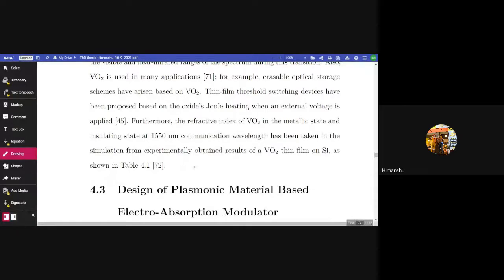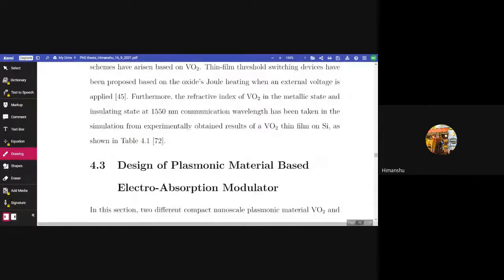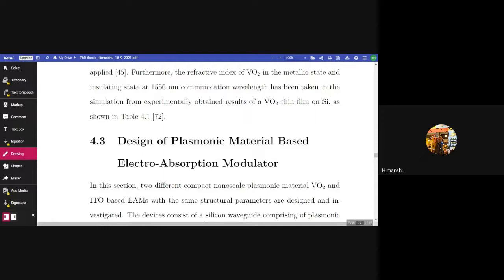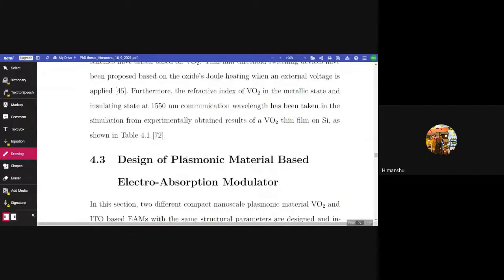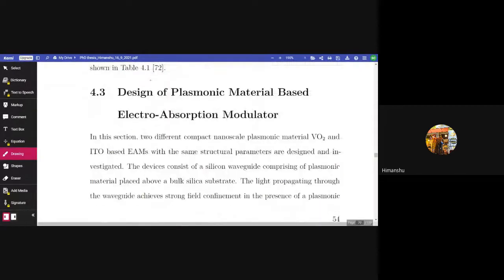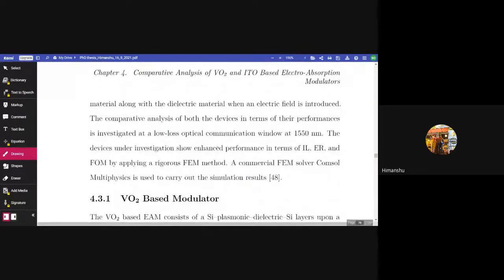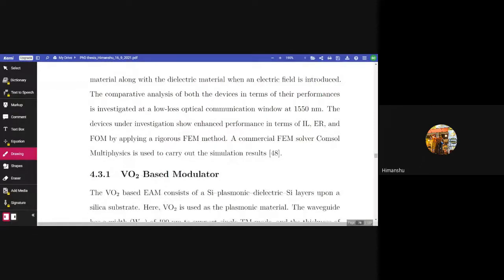So basically, section 4.2 shows the material characteristic of vanadium dioxide. VO2 is termed as vanadium dioxide. In section 4.2, we have one table, that is table 4.1. This table 4.1 shows the refractive index of vanadium dioxide for metallic state and insulating state. The metal state is termed as off state, and the insulator state is termed as on state. The real part and the imaginary part of the refractive index are shown for both the states, that is the metallic state and insulator state, in table 4.1. So now coming to section 4.3, design of plasmonic material based electro absorption modulator.